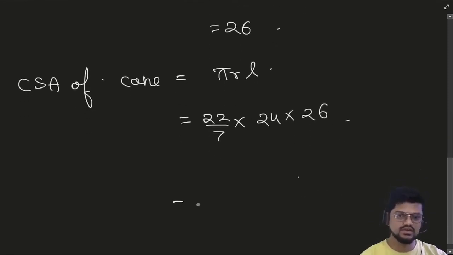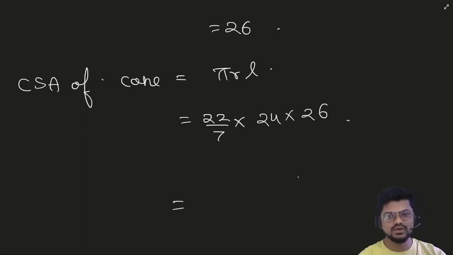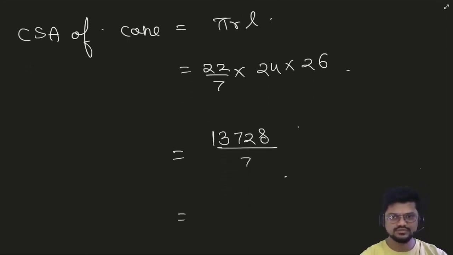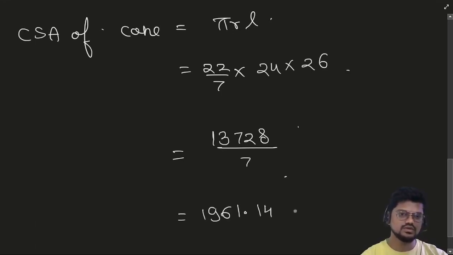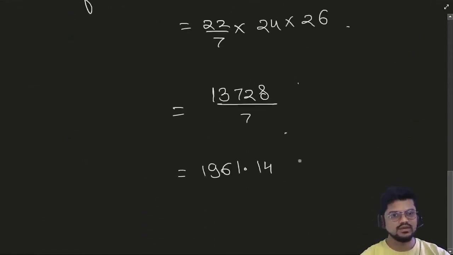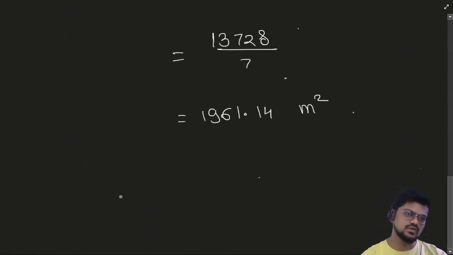Again this 7 cannot divide any of the numbers. So first we have to multiply all of them. 22 into 24 into 26. What do you get? 13728. 13728 divided by 7 gives you 1961.14. This is what, meter square? Yes, meter square, right? This amount of canvas will be required.